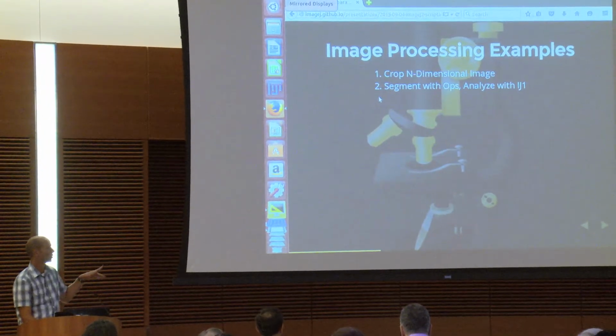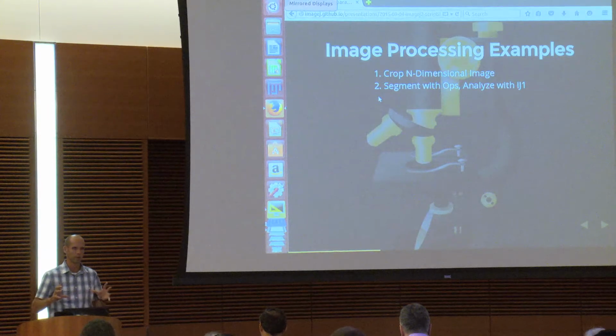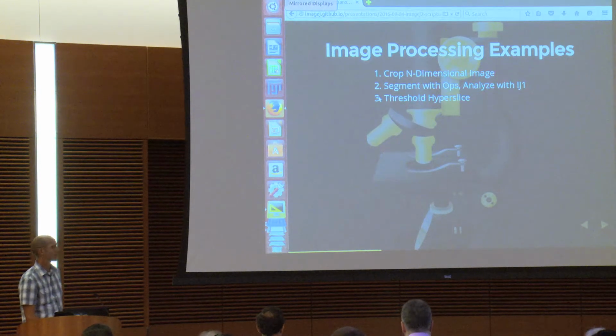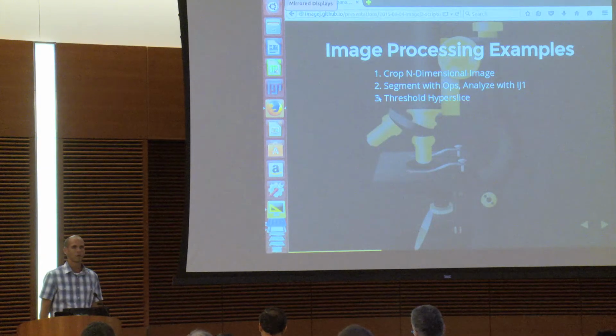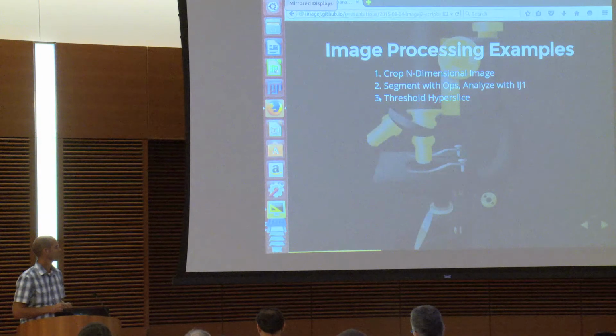And this example is kind of cool because we're also going to go back to the ImageJ1 world and do a little bit of analysis. Then we're going to threshold a hyperslice. So we're actually going to, again, use some of the ImgLib utilities that are wrapped by ops to do some kind of cool partitioning of what exactly we're thresholding.